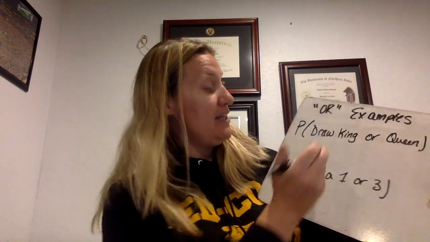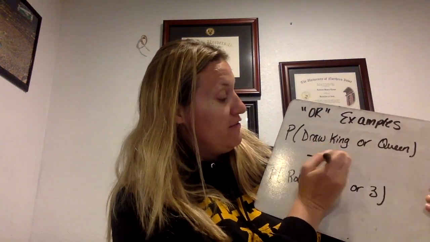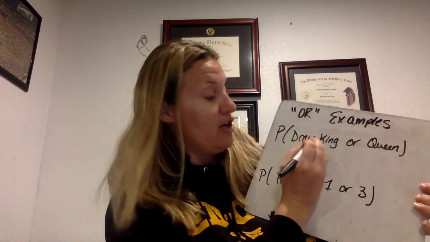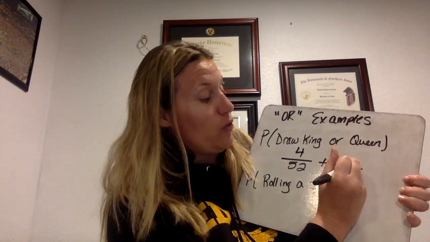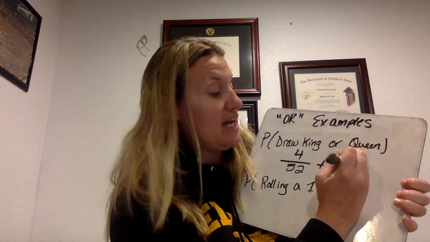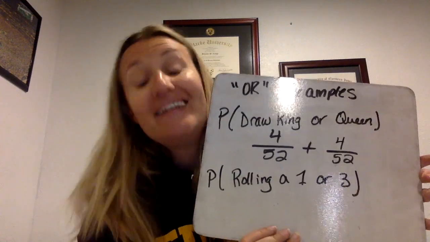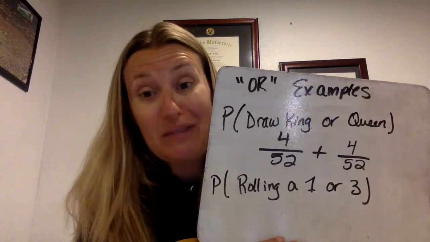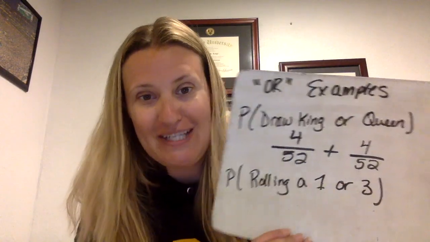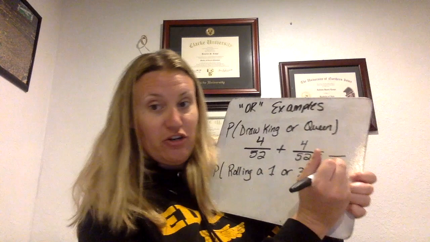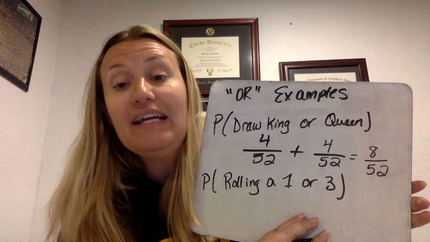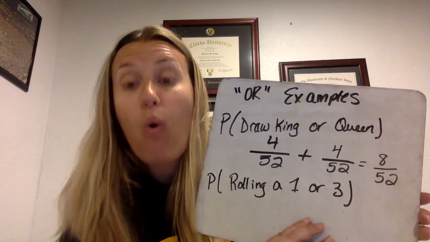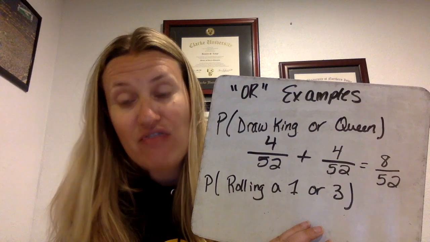So what we're going to do, or means add, we're going to add the probability of finding a king plus the probability of finding a queen. So if you remember, the probability of getting a king, there are 52 cards in a deck, 4 of them are kings, plus the probability of getting a queen. Again, there are 52 cards in a deck, and 4 of them are queens. Now, yes, you have to add fractions at this point, but the good news is we already have a common denominator. So that means our denominator will stay at 52, and 4 plus 4 is 8. So we have an 8 out of 52 chance of drawing a king or a queen, which is a much better probability than either one individually.